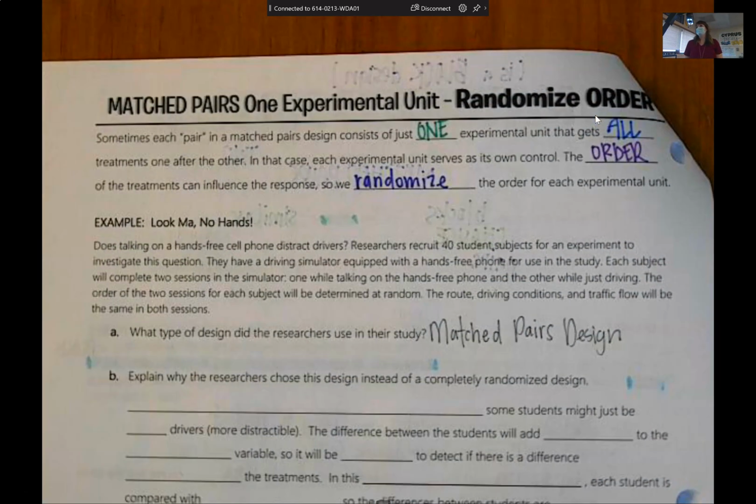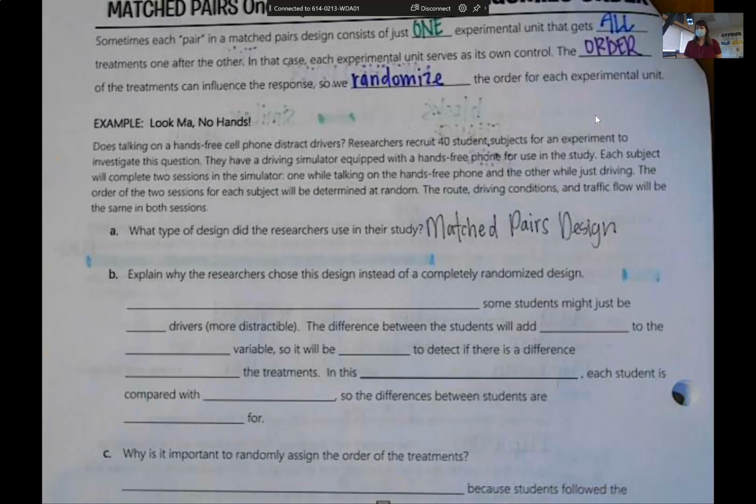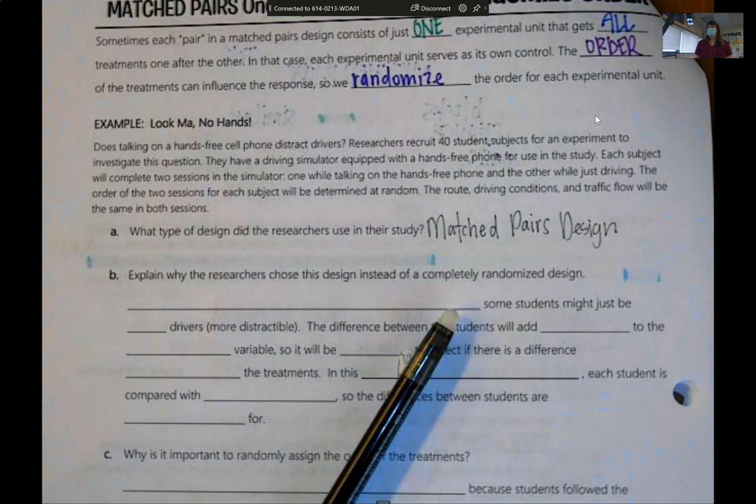Explain why the researcher chose this design instead of a completely randomized design. Before I fill in all these blanks, I just want to explain it in my own words. You have your 40 students, and what if a bunch of them are like me? You have a lot of really bad drivers and a handful of good drivers. Or what if you have a large range of ages? Like, what if you're allowing 16-year-olds and 18-year-olds to be in this experiment? I would bet that the 18-year-olds drive better than the 16-year-olds because they've been doing it for 2 years. Does that make sense?